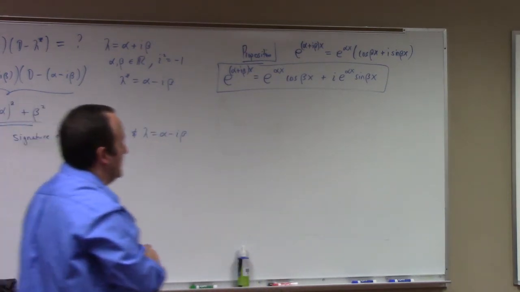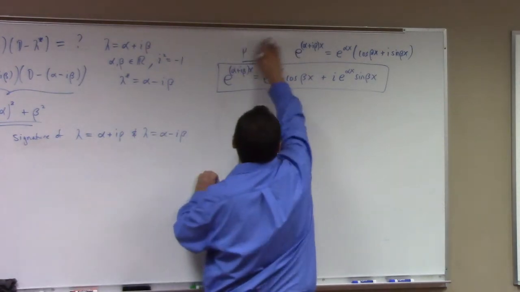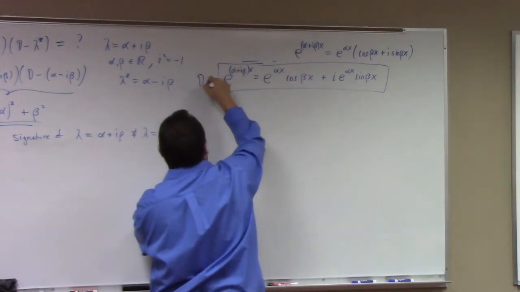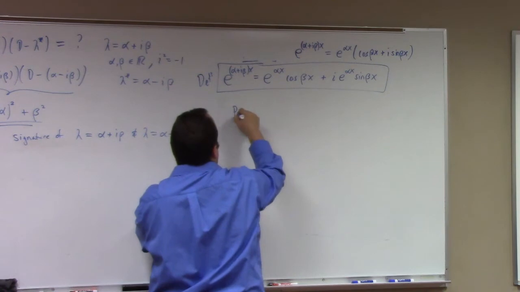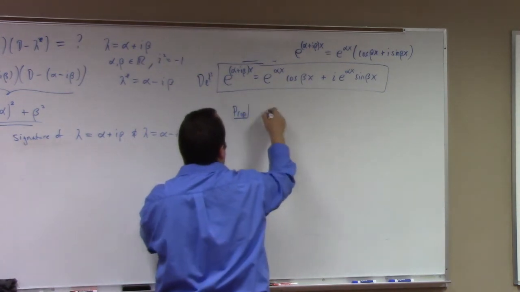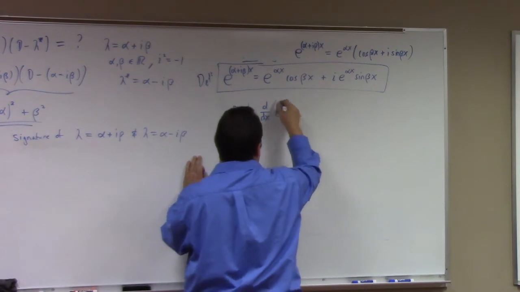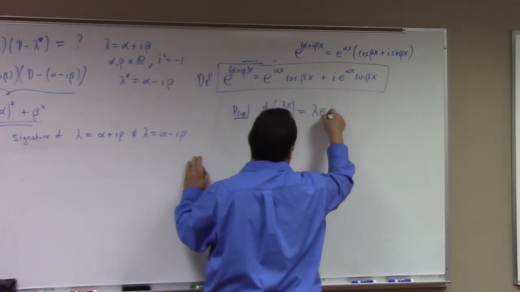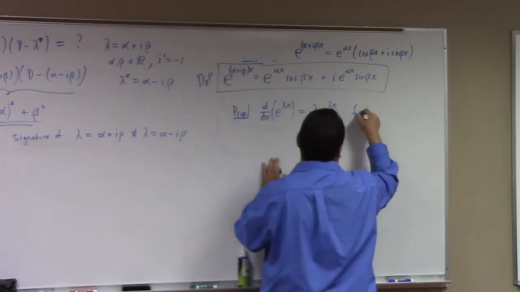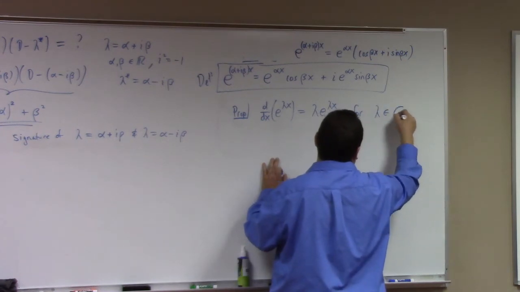I'm sorry, I shouldn't say proposition just yet. This is a definition. The proposition I want to make for you, here's the proposition: d/dx of e to the lambda x is equal to lambda e to the lambda x, for lambda in the complexes.